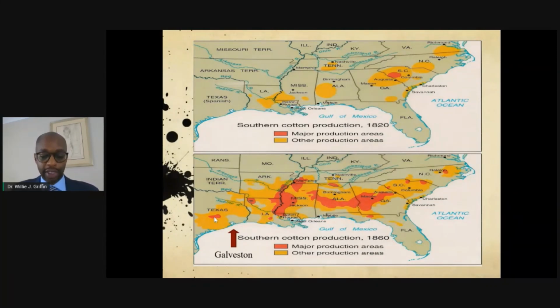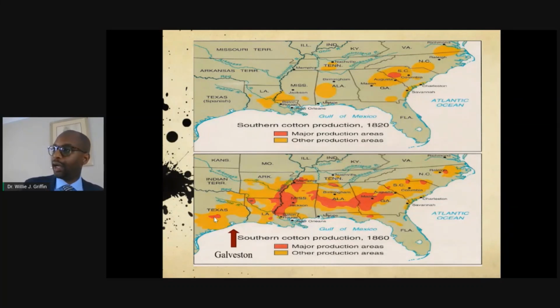Now, the logical question that most people ask is, why did it take so long for enslaved African Americans to find out that they were free, and why were there so many enslaved African Americans in Galveston, Texas during this time? This map shows the spread of slavery before the start of the Civil War.